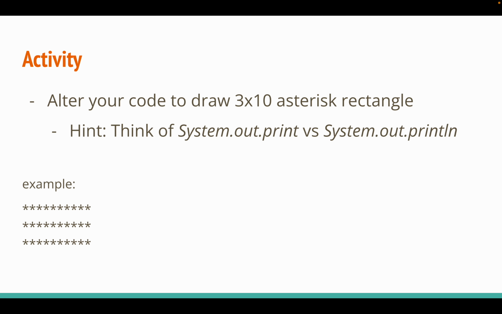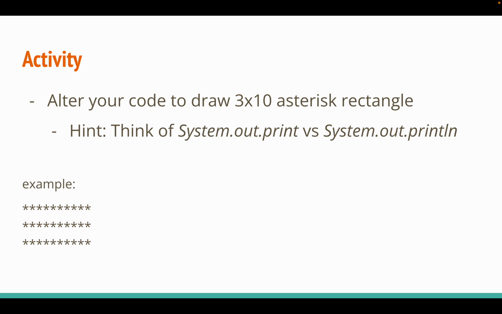Now, I want you to alter your code to draw a 3x10 asterisk rectangle. As you're working on this, if you find yourself changing a lot of code, you might want to pause and really just look at your code and try to understand it, since there really should only be 2 changes that you're making.